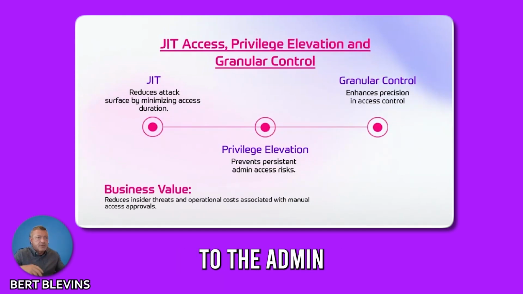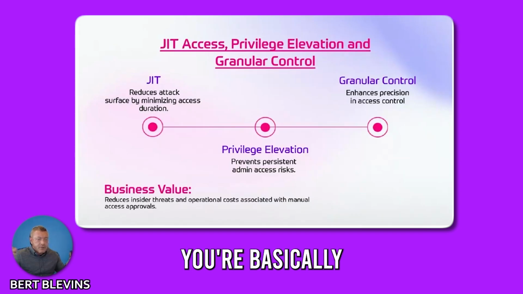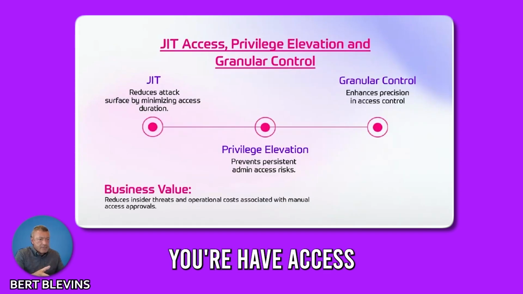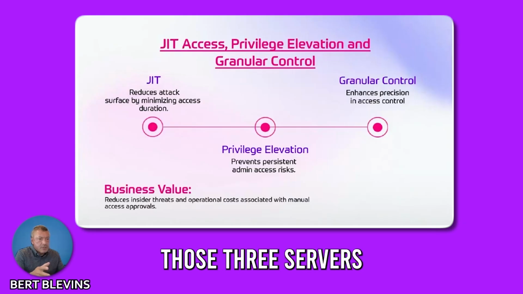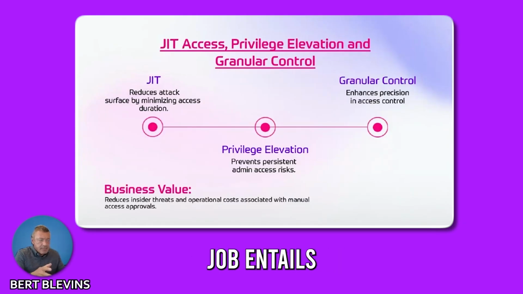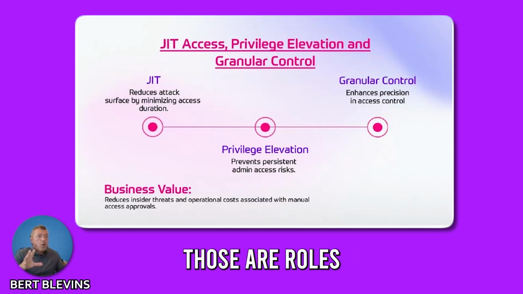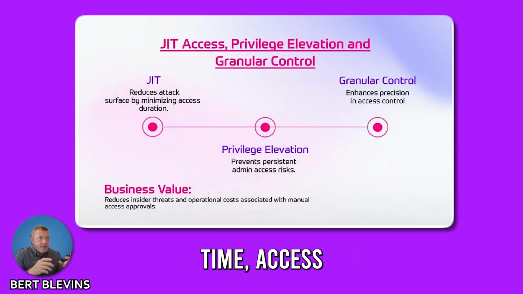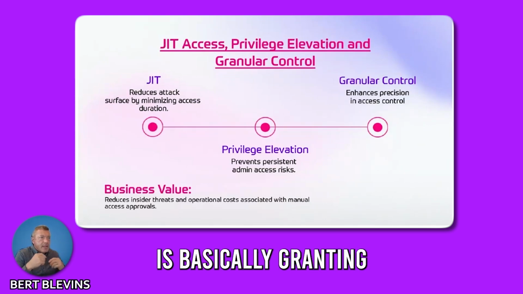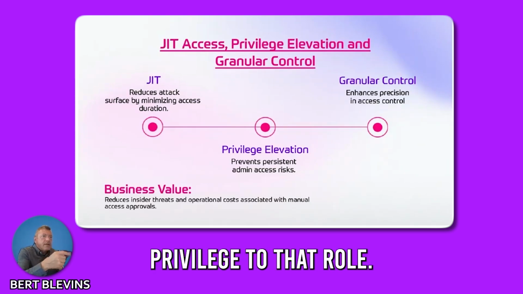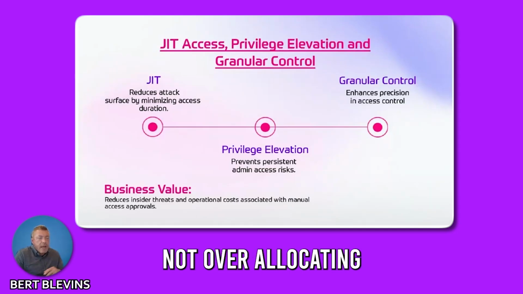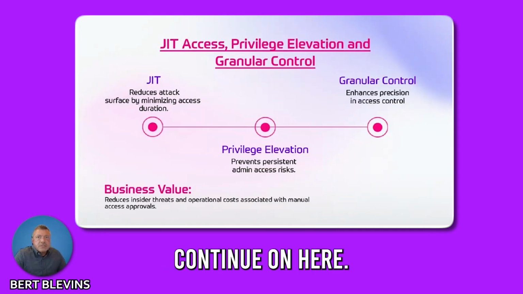You're not overprivileged. You're not gaining access to the admin console of the CRM system. You have access and privilege to manage those 3 servers and what your job entails on those, whether it's taking a look at the security logs, Visual Studio, or maybe running code. Those are roles that are assigned. Just-in-time access is granting that particular privilege to that role so you can do that job, not over-allocating privileges. Let's continue on here.